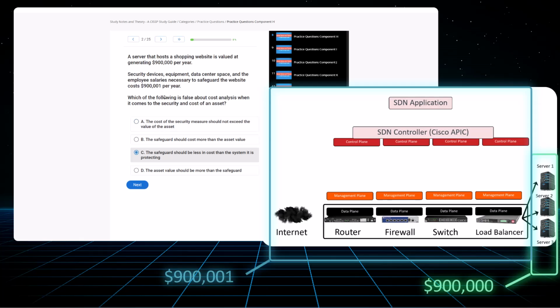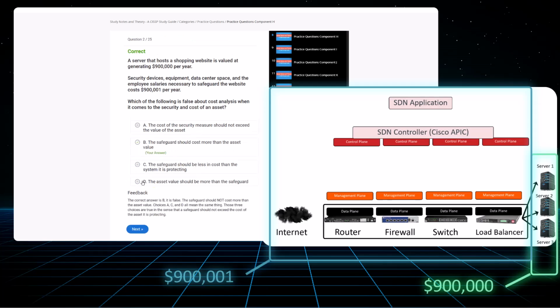Right. The question is asking which is false about cost analysis. So choice A is true: the cost of a security measure should not exceed the value of the asset. The safeguard should be less in cost than the system it is protecting. That's true. The asset value should be more than the safeguard. That's true. So choice B should be the correct answer because it is false. Yeah, the correct answer is B because it is false. That's very convoluted. The safeguard should not cost more than the asset value.